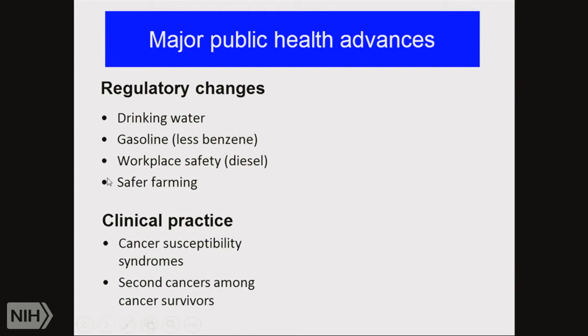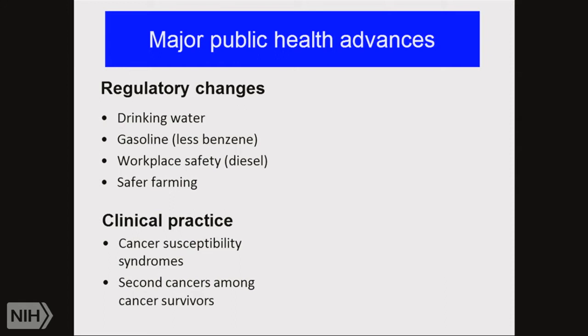Safer farming, it seems like such an innocuous thing. You just put the line up there. Safer farming. Well, there's a study, a giant cohort study called the Agricultural Health Study that investigates pesticides and herbicides. And that study conflicts with gigantic corporate interests like Monsanto that want to produce agricultural chemicals and don't really want them to be particularly regulated. And so there's similar kinds of conflicts there.